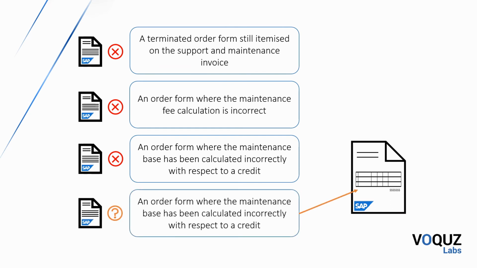Lastly, it may also be the case that an order form has not been itemized in the invoice. If this is the case, then you're potentially underpaying. It requires a bit of honesty to highlight this to your SAP account executive, but if you don't, you run the risk of unpaid charges being backdated, and it's always best to be paying the correct amounts.